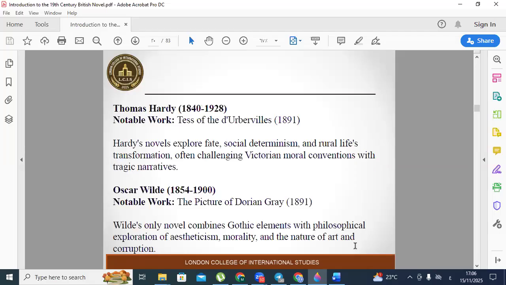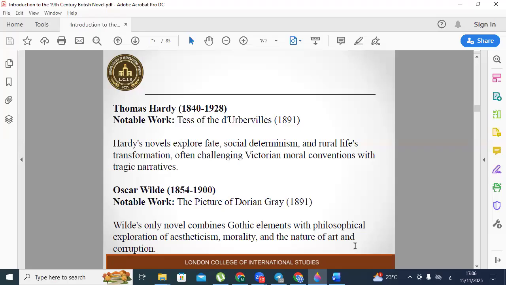Thomas Hardy's notable work consists of Tess of the d'Urbervilles, 1891. Hardy's novels explore faith, social determinism, and rural lives in transformation, often challenging Victorian moral conventions with tragic narratives. Oscar Wilde's notable work, The Picture of Dorian Gray, 1891.